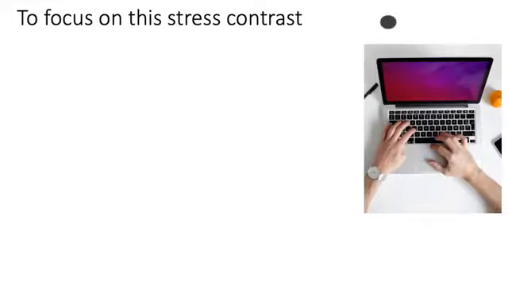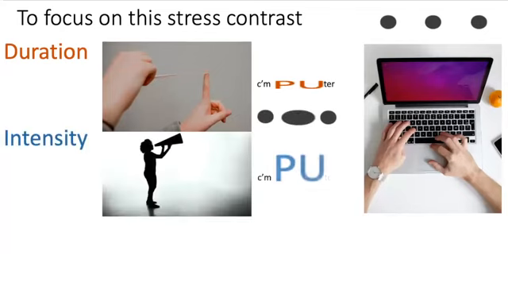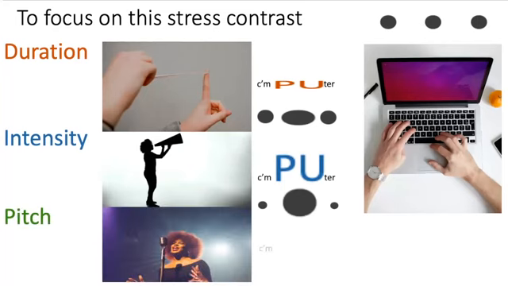Okay, so to focus on this stress contrast, we need to think about how one syllable is pronounced compared to the other. If you look at the picture on the right, you can see it's a three-syllable word, computer. When we think about duration, computer. Think about intensity, computer. And pitch, computer. Basically, how I said it is virtually the same, but for the students, it's important to focus on one of these aspects so they can see how they can change their duration, intensity, or the pitch itself.